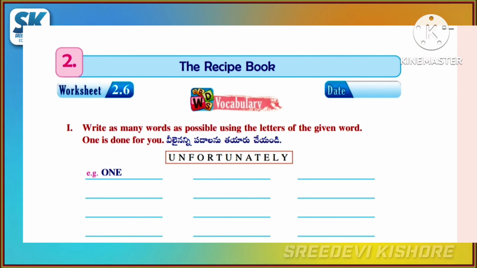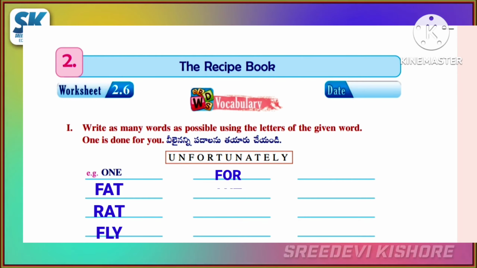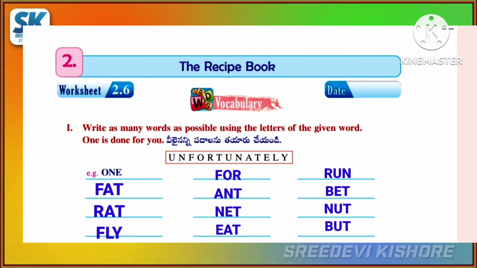Write as many words as possible using the letters of the given word. One is done for you. Word is unfortunately. Example: fat, rat, fly, for, ant, net, eat, run, bet, nut, but.